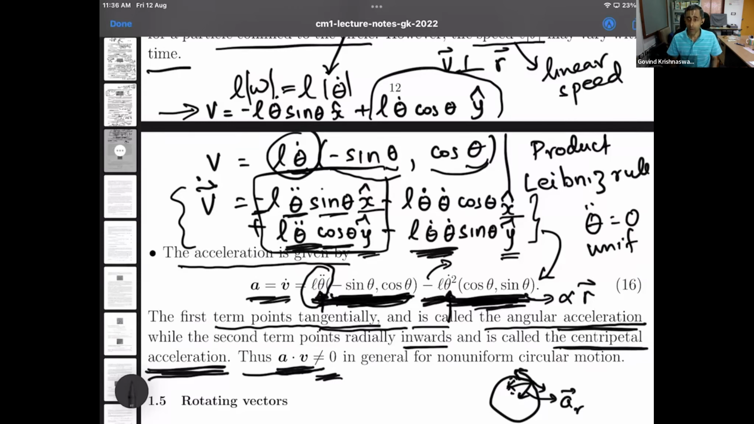All right. So that was just a nice little example of working with the vectors and the derivatives. Any question about what we have done here?